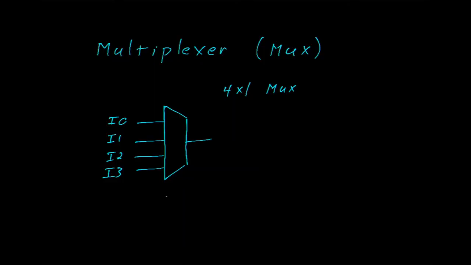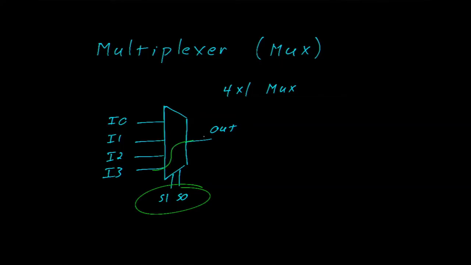This 4-input MUX also has 2 control lines. We'll call it select 1 and select 0. And finally, we have the output. You could think of the MUX as a switch. These select lines will control which of the inputs gets routed to the output.